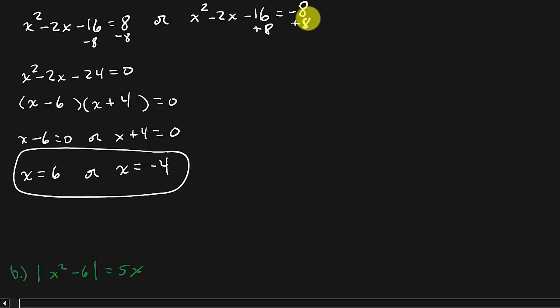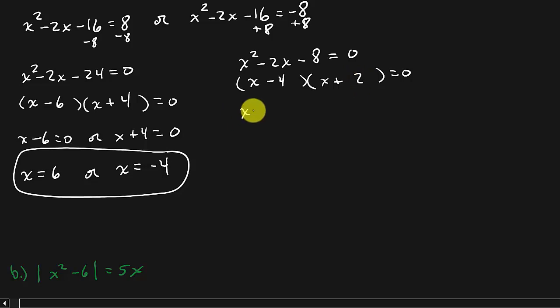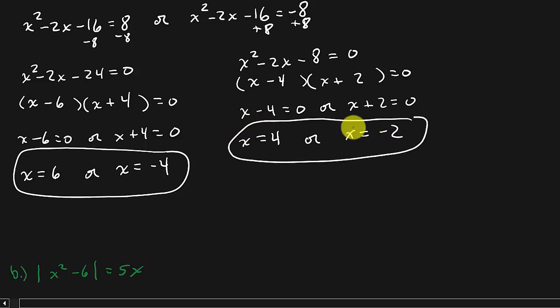I don't know why I put a 1, but add 8 to both sides. So x squared minus 2x minus 8 equals 0. And then this factors, so that's x minus 4 times x plus 2. So x minus 4 equals 0, or x plus 2 equals 0. And so x equals 4, or x equals negative 2. And there's your solution. All right.